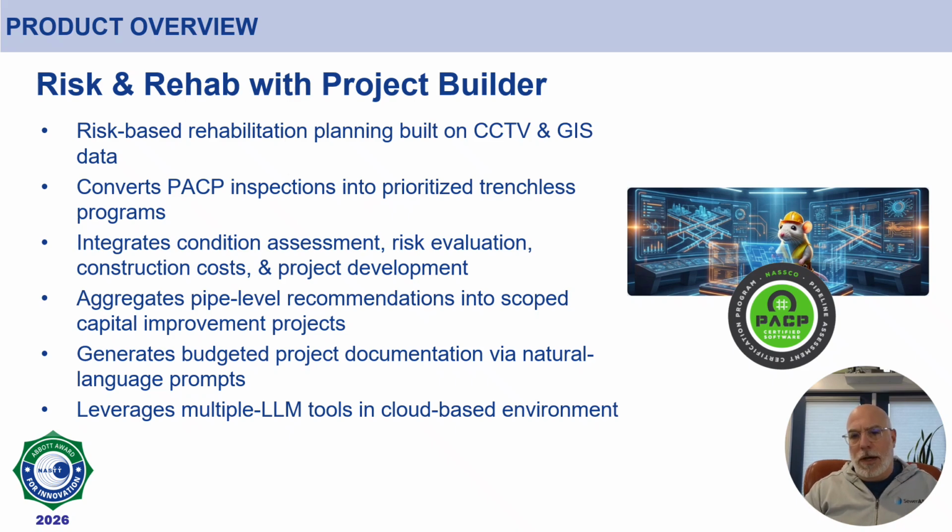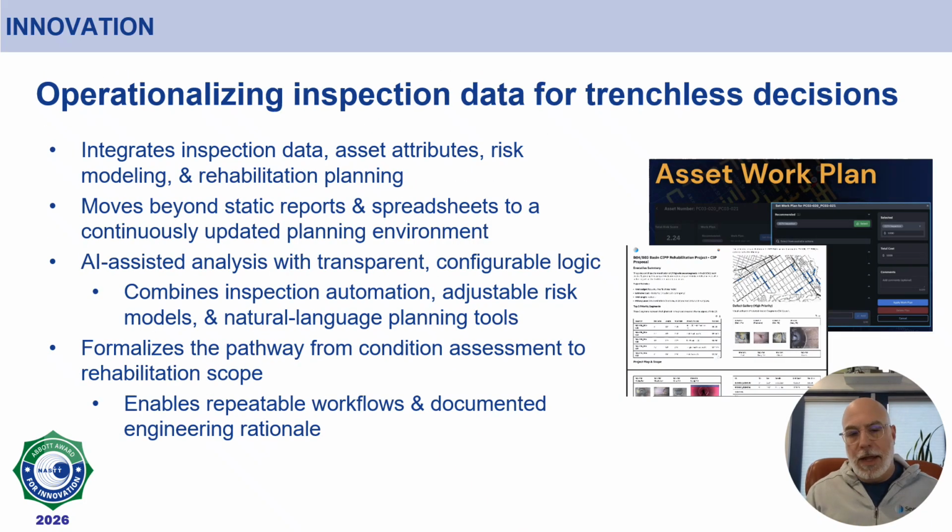What makes this different is not the math. Utilities have calculated likelihood and consequence of failure for decades. The difference is that the system is always on. It does not require rerunning models, rebuilding spreadsheets, or exporting data to GIS for recalculation. The innovation lies in operationalizing inspection data inside a dynamic planning environment. Instead of static reports, the platform creates a living risk model tied directly to the inspection record.